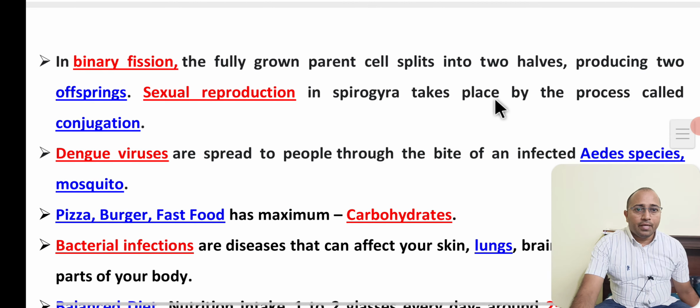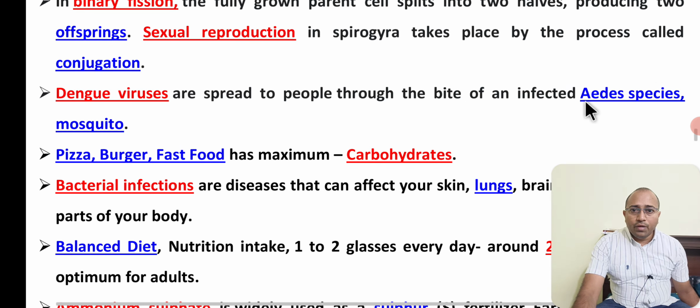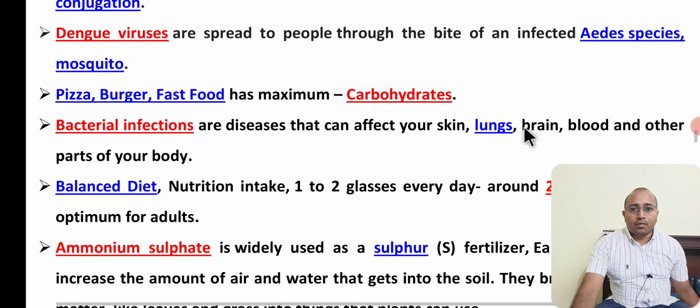Now we have binary fission, in which the fully grown parent cell splits into two halves, producing two offspring. This kind of binary fission takes place, and you can see sexual reproduction in Spirogyra. This kind of process is known as conjugation. Now we have dengue fever, dengue virus. It spreads to people through the bite of an infected Aedes aegypti mosquito, guys, where the platelets come down and it may even lead to death.